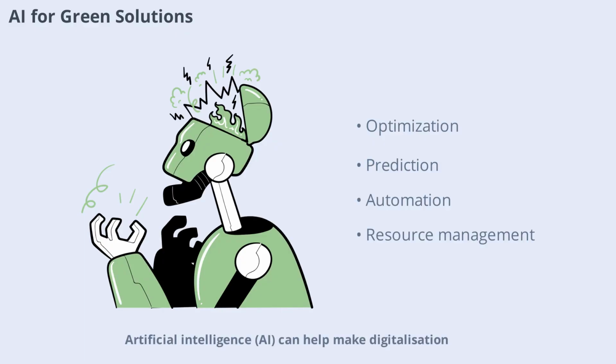Artificial intelligence, AI, can help make digitalization more sustainable by optimizing processes and predicting outcomes. AI can analyze large datasets to find patterns, suggest energy-saving measures, and automate resource management. For example, AI-powered systems can adjust building temperatures or schedule maintenance to reduce energy use. As we move forward, let's consider the importance of user awareness in achieving sustainability goals.